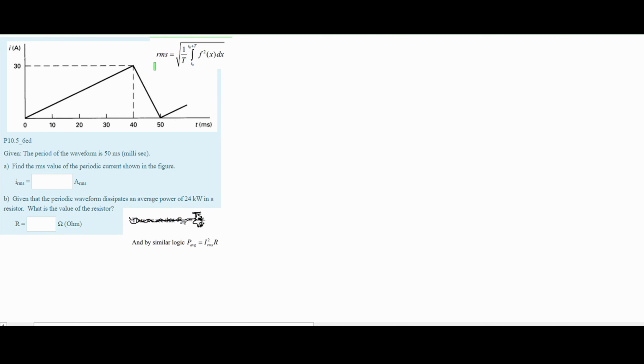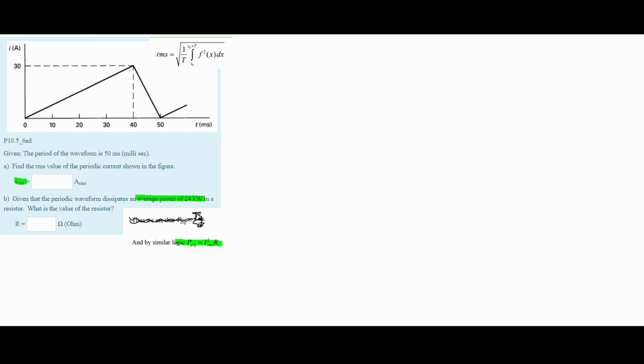We're given the following waveform right here, and we're told that the period of this is 50 milliseconds. We need to find the RMS value of the periodic current, and we need to find the value of the resistor, given that our average power is 24 kilowatt hours. And we are going to use this formula to find our resistance after we find our IRMS. We could plug this in.